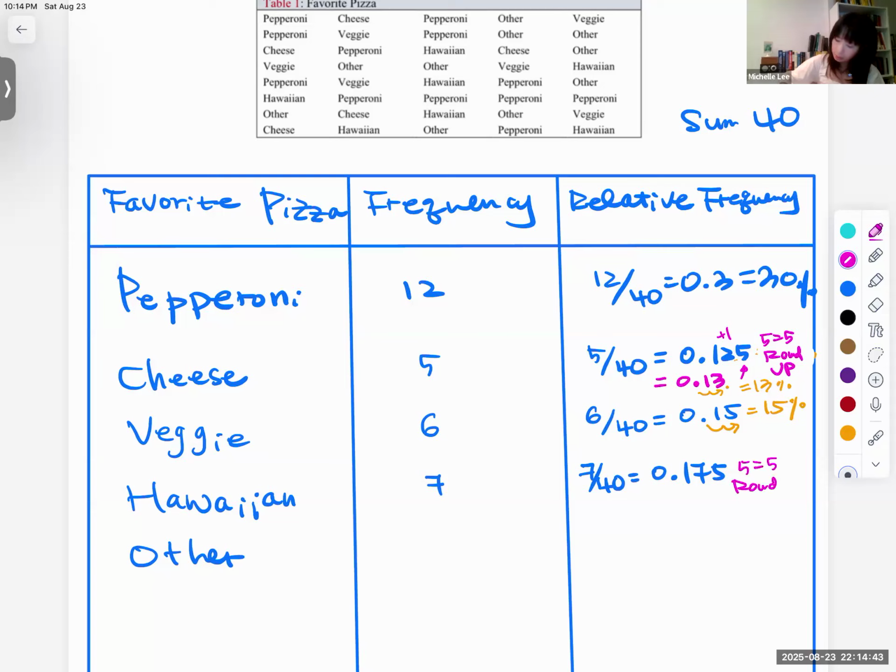So 5 is the same as 5, round up. Round up means we give it to the 1 in the second digit, which is the hundredth, right? So that will be 0.18. So we want to convert to the percentage, then there will be 18%. Yeah. Okay.